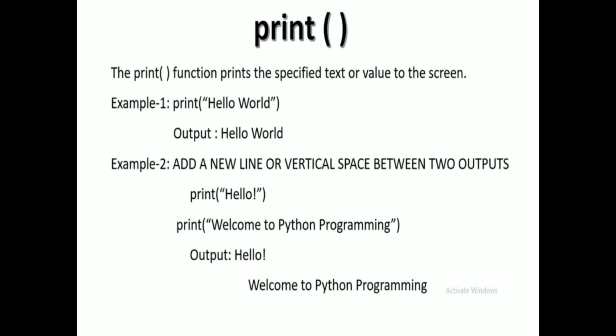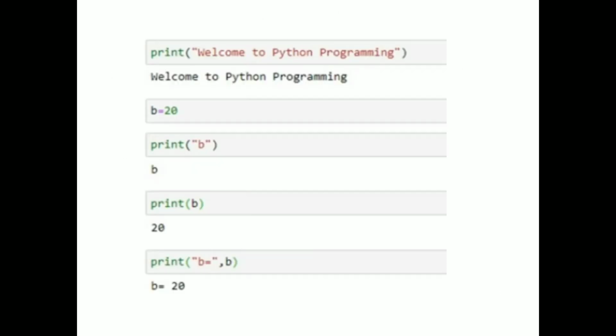Next one, add a new line or vertical space between two outputs. Here you can see the output will be displayed in two lines. You can see here print hello. Print hello will directly display hello in one line. Next one, print welcome to Python programming displays the output in the next line. If we use end statement at the end of the first statement, then the output will be displayed in a single line. Next one, if you use two statements the output will be displayed in two lines.